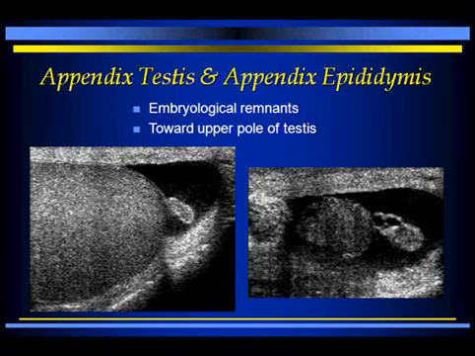Now, in addition to the epididymis sitting outside the testis, there's also two other structures which you should be aware of, the appendix testis and the appendix epididymis. These are both embryological remnants. They are found towards the upper pole of the testis, and they may look like just small little nodular excrescences coming off the testis. These are normal. They can actually detach from the testis and may result in what we'll call later a scrotal pearl.